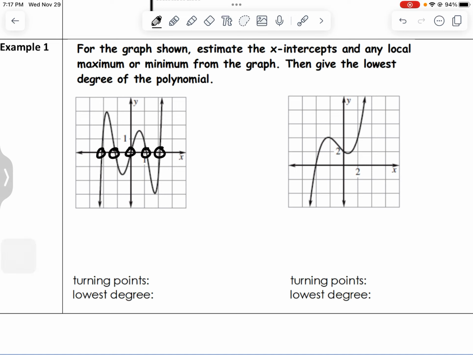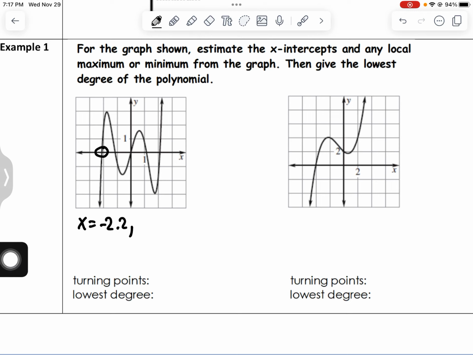Now when you're estimating, just do the best that you can. It does not have to be perfect. We're going to be pretty understanding here, but be reasonable. So it looks like we're counting by ones. This first point over here is just slightly less than -2. So I'm going to say that that one is -2.2.